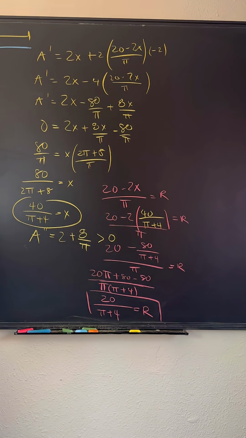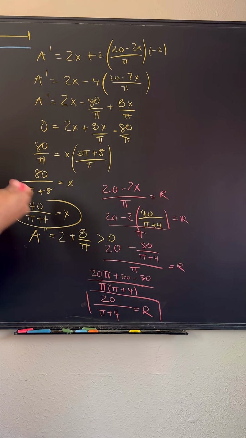And now we have officially solved the problem. We found the dimensions of the square, the radius of the circle that's going to minimize the area.